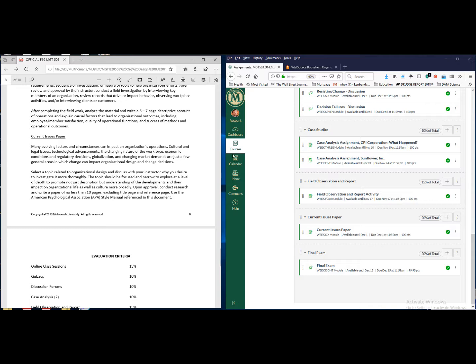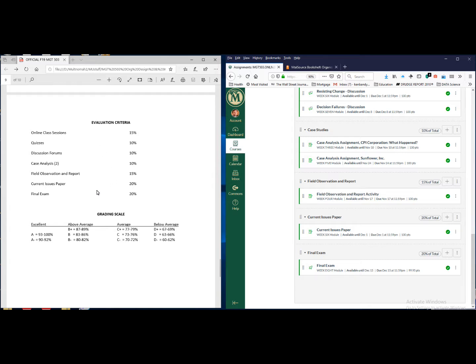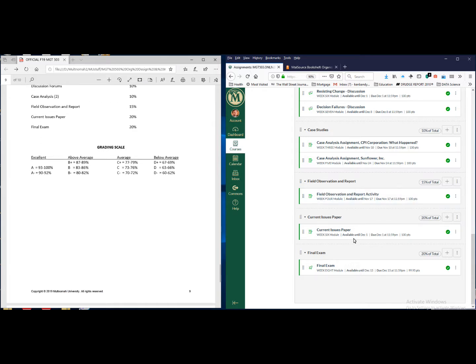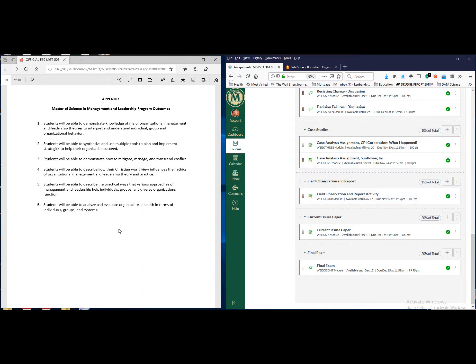The next page, I'm at 52 minutes, gives us our evaluation criteria. And you can also see that over here, the points and then the percentage, so those should match up. And then this is the overall here on the last page, page 10 of our syllabus.